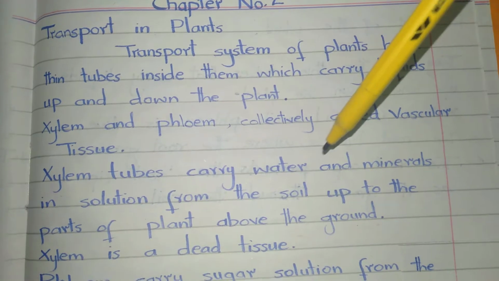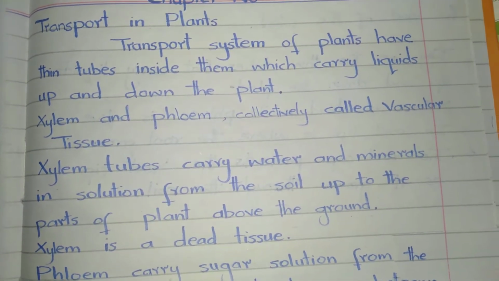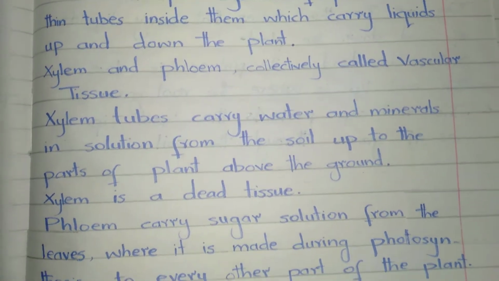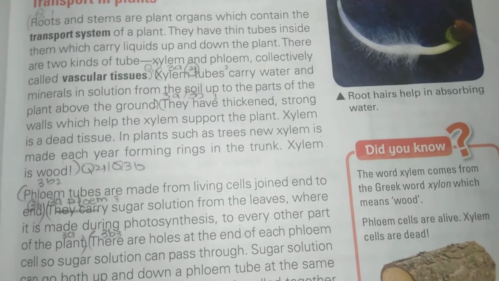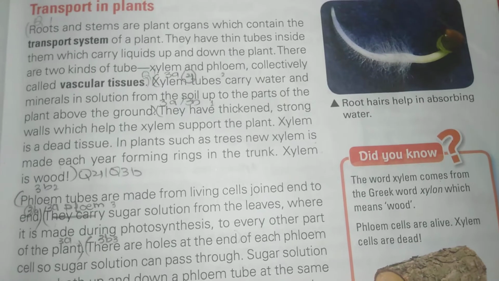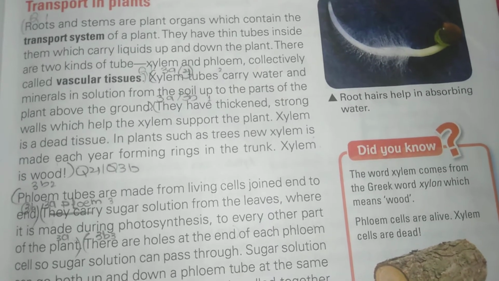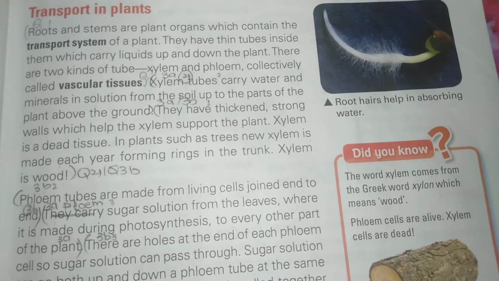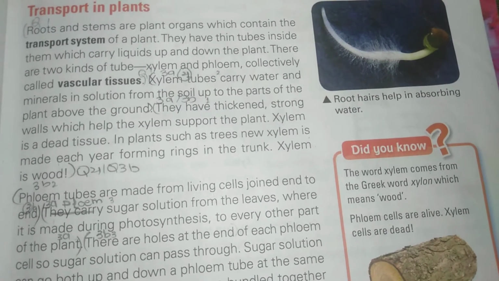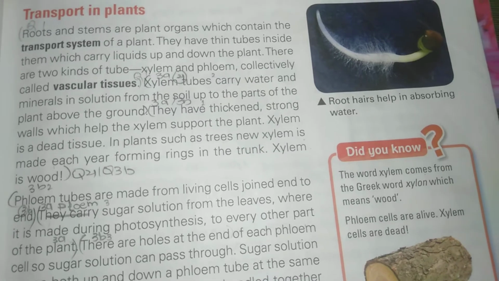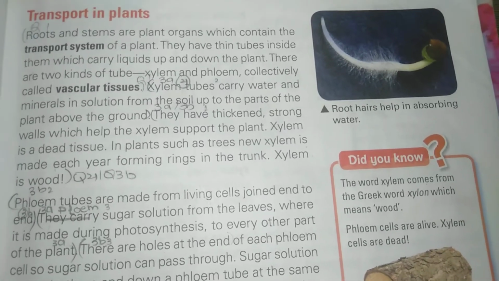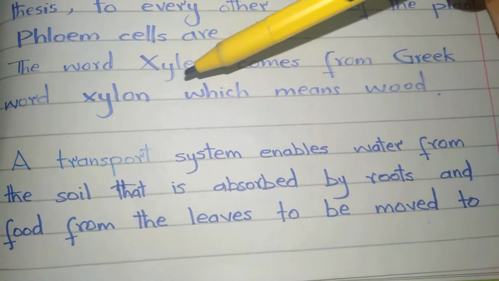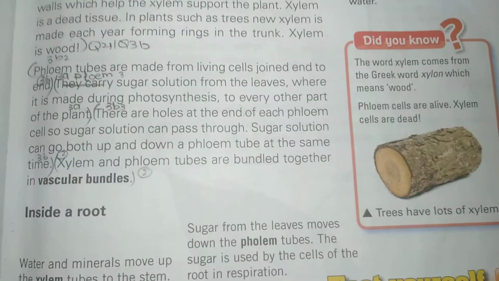Xylem tubes carry water and minerals in solution form from the soil up to the parts of the plant above the ground. Xylem has thickened, strong walls which help it to support the plant. Xylem is a dead tissue in plants such as trees. New xylem is made each year, forming a ring in the trunk. Xylem is wood. The word xylem comes from the Greek word xylon, which means wood.